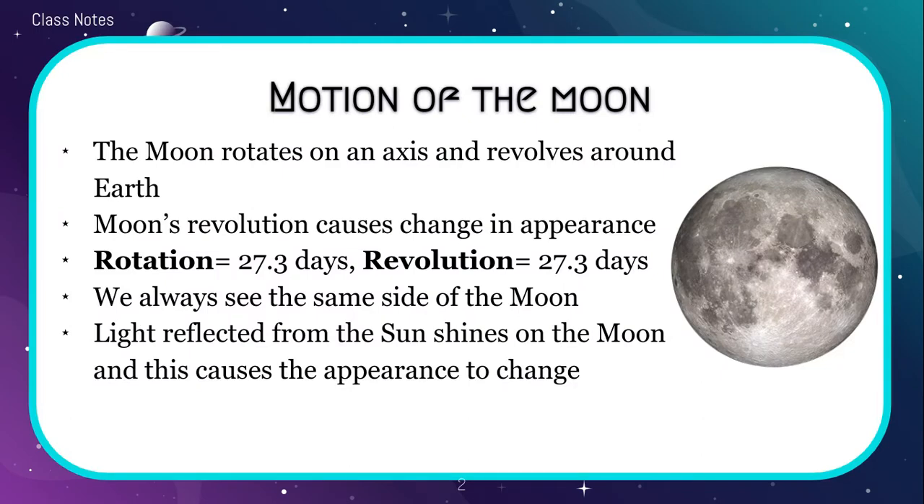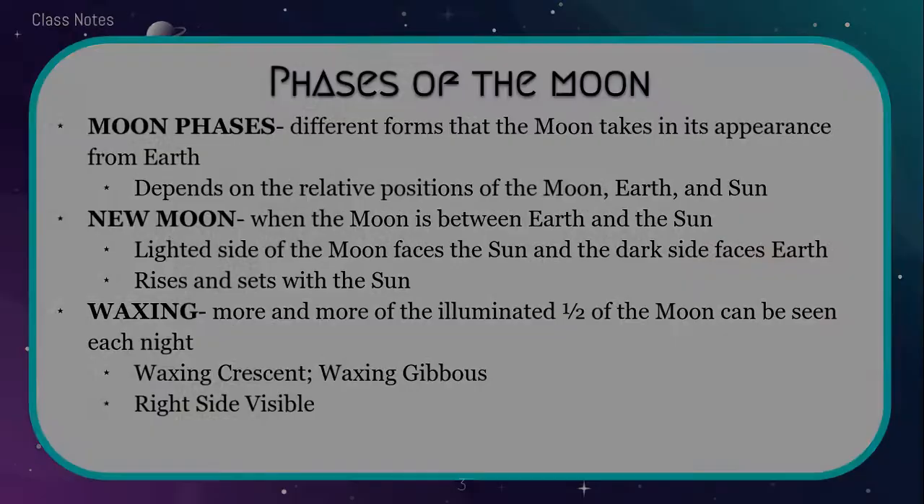Something interesting about the moon is that its revolution and its rotation are exactly the same. Earth's rotation, if you remember, is 24 hours and its revolution is 365 days. But the moon takes 27.3 days to both rotate and revolve, which means we are always looking at the same side of the moon. And the light that we see from the moon is not coming from the moon. It's actually light that comes from the sun that reflects onto the moon that we see from Earth.